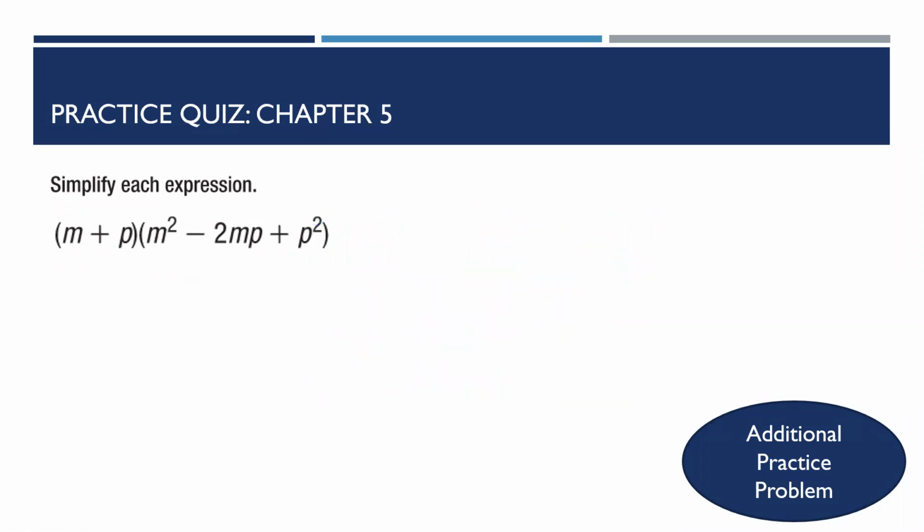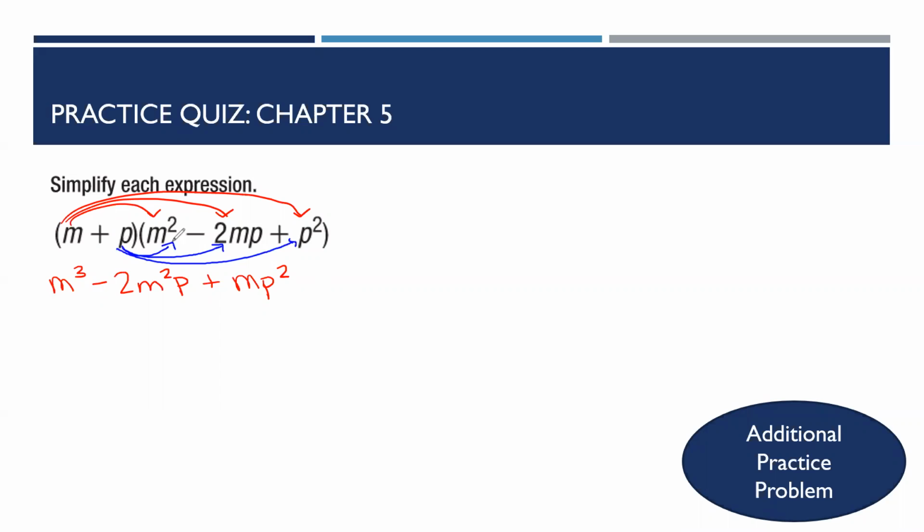Okay, so here it says to simplify each expression. So again, there's no operation symbol here. I'm going to multiply. So I have to multiply m by each one of these terms. Okay, so m times m squared, that's going to give me m cubed. M times negative 2mp is going to give me negative 2m squared p. And then m times p squared is going to give me mp squared. Okay, and then I also need to multiply p times each one of these terms.